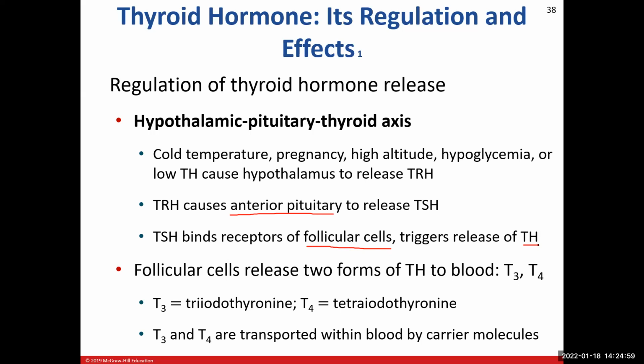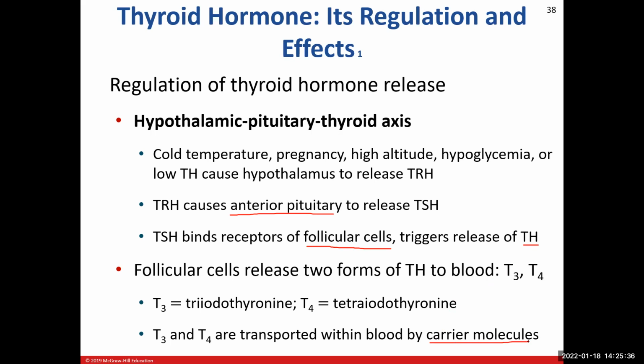So T3 and T4 are going to be dumped into the blood, and then they are going to circulate in the general circulation throughout the body and go towards our target cells. Now, interestingly enough, both T3 and T4 are going to utilize blood carrier molecules. There is a specific type of protein that is going to bond on to T3 and T4 and allow it to circulate throughout the blood.